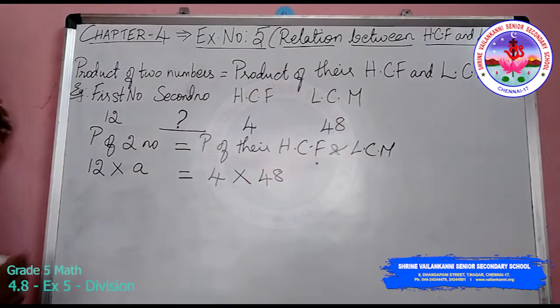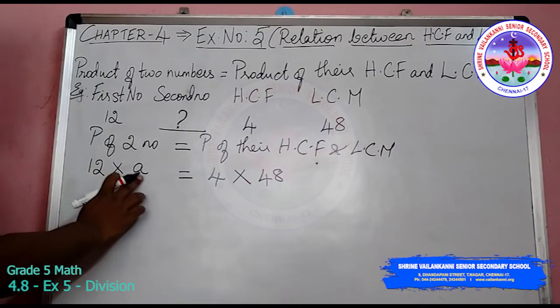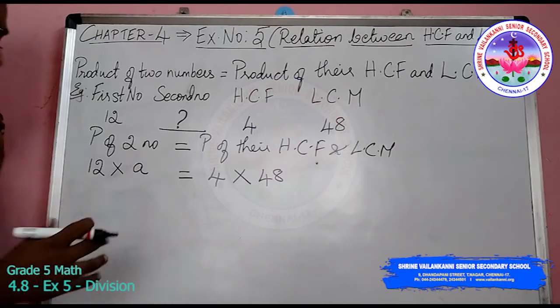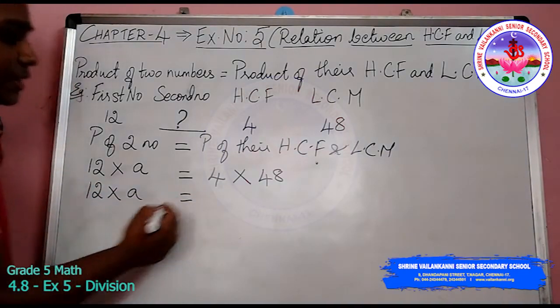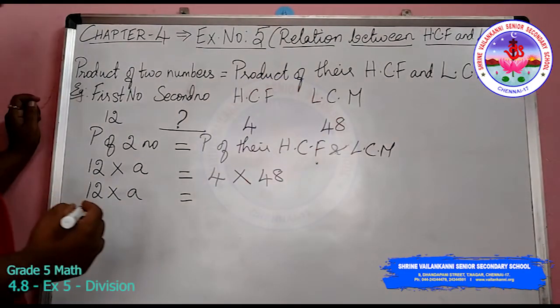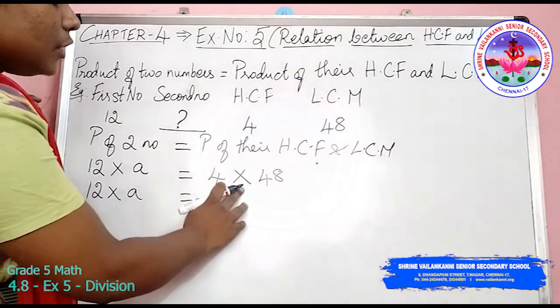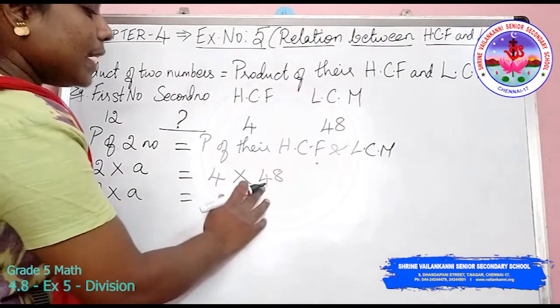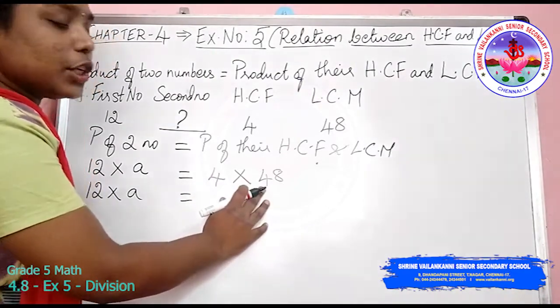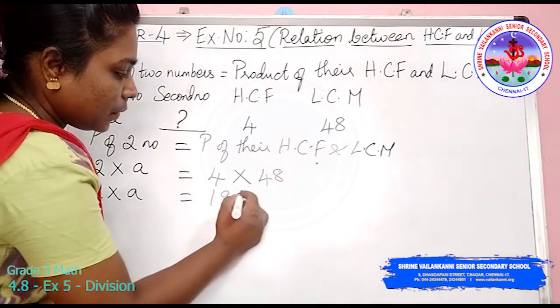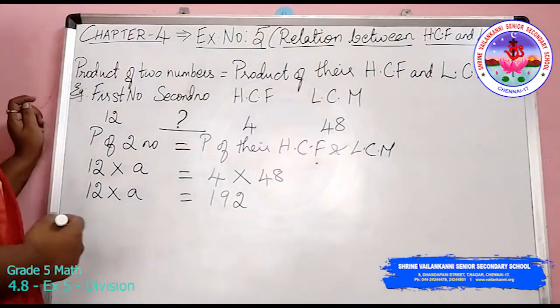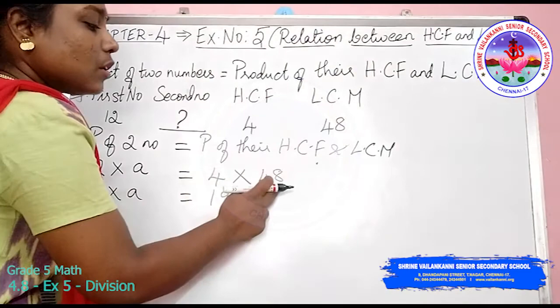Since I can't multiply 12 into A, I am going to keep this 12 into A as it is. Here I am going to multiply 4 into 48. So if you multiply 4 into 48, what will you get? 192. So 4 into 48 gives 192.